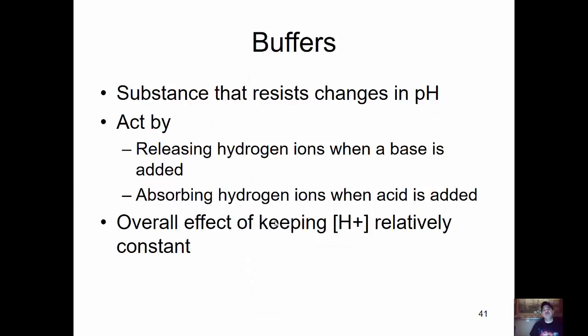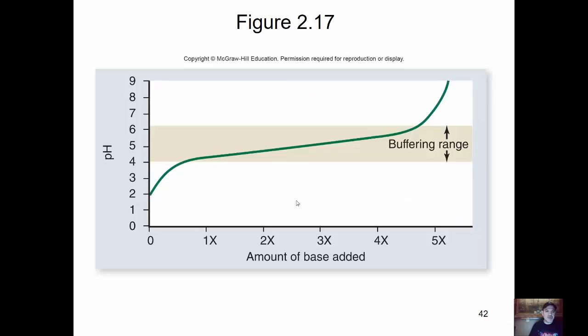So regarding pH, a lot of times living things need to fight to keep pH from changing too much. For example, in your blood, you have to maintain a certain blood pH.